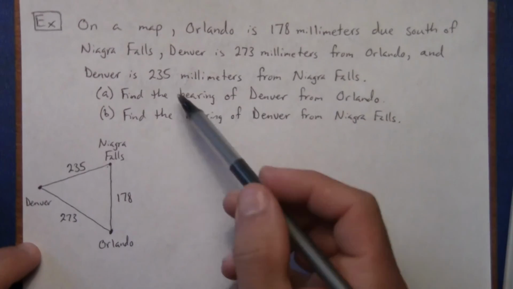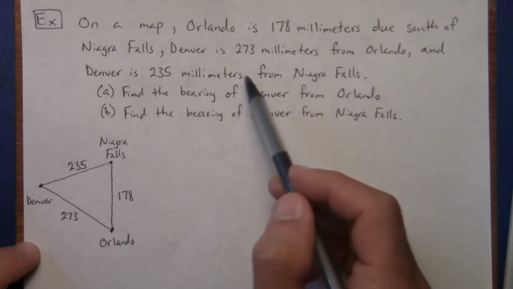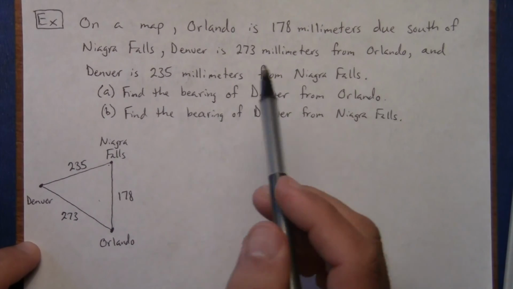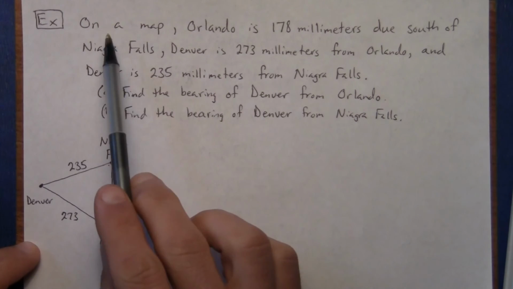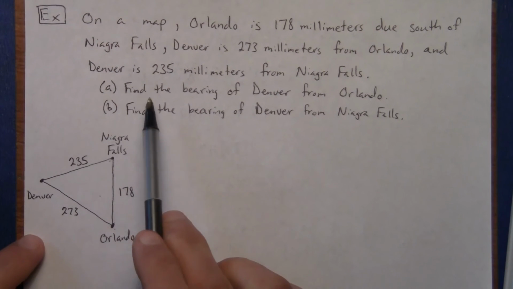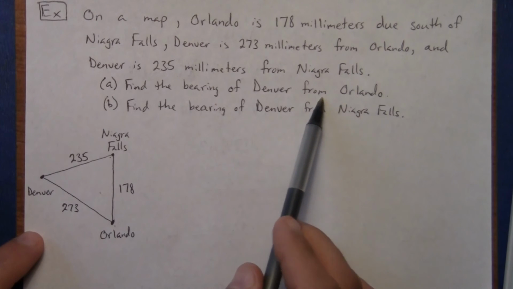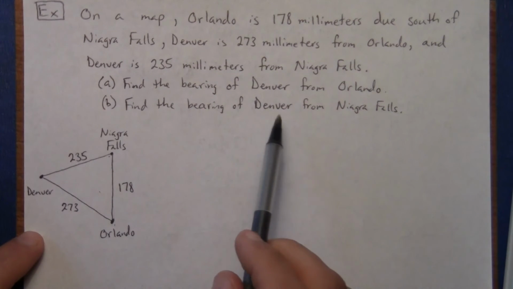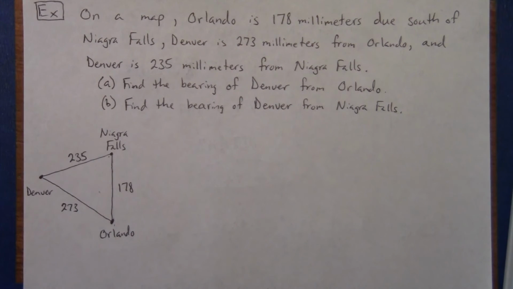It gives you a story, and then it basically gives you the picture, so you almost wouldn't necessarily need to read this, although I would suggest reading it in case there's more information in there. It says on a map, Orlando is 178 millimeters due south of Niagara Falls. Denver is 273 millimeters away from Orlando, and Denver is 235 millimeters away from Niagara Falls. The two things they're asking is find the bearing of Denver from Orlando and find the bearing of Denver from Niagara Falls. So if you remember when we're talking about bearings, you always look north-south first and then east-west.